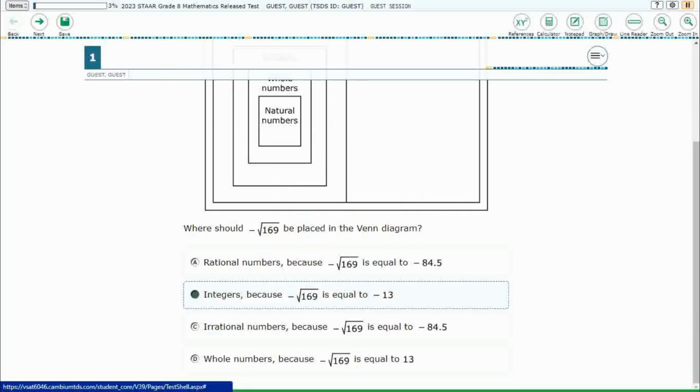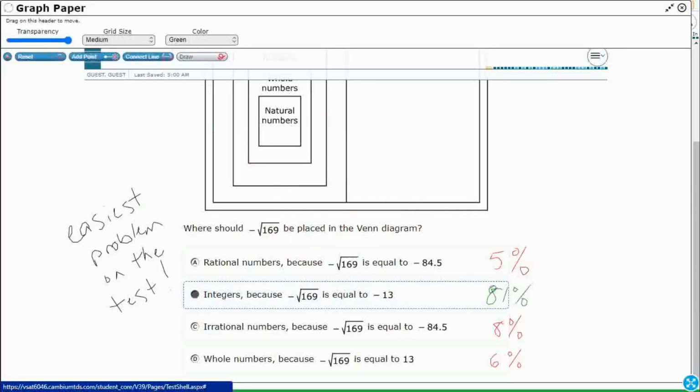Let's see how we did across the state of Texas. This was the easiest problem on the test. They started us out with a real softball here. Over 80% of the students got this one correct, the highest percentage correct we'll see on the test, and a very small smattering got these other ones correct.